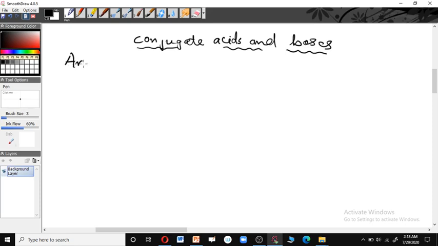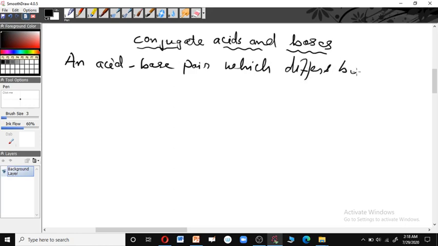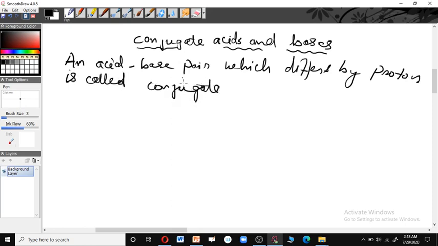An acid and base pair which differ by a proton is called a conjugate acid-base pair.